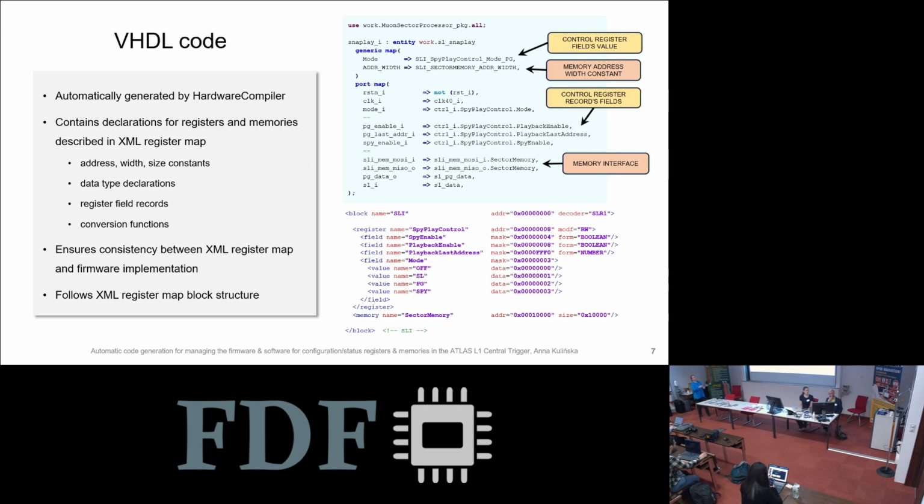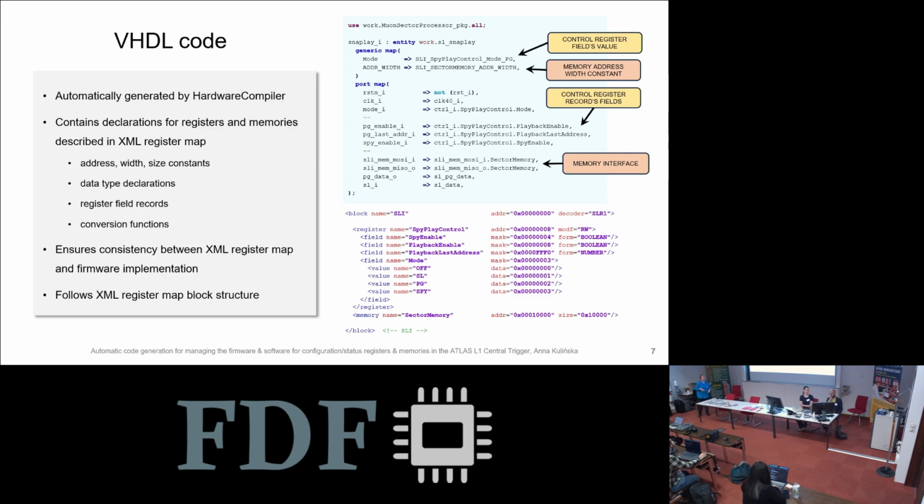And the example shows code written by a VHDL developer that actually includes the automatically generated package. At the top, we have the package included in this example. So here we have sector logic snap play functionality. And as you can see, control inputs can be directly connected to the fields of the spy play control register here. And the naming scheme follows the one from XML, exactly how we defined this register.